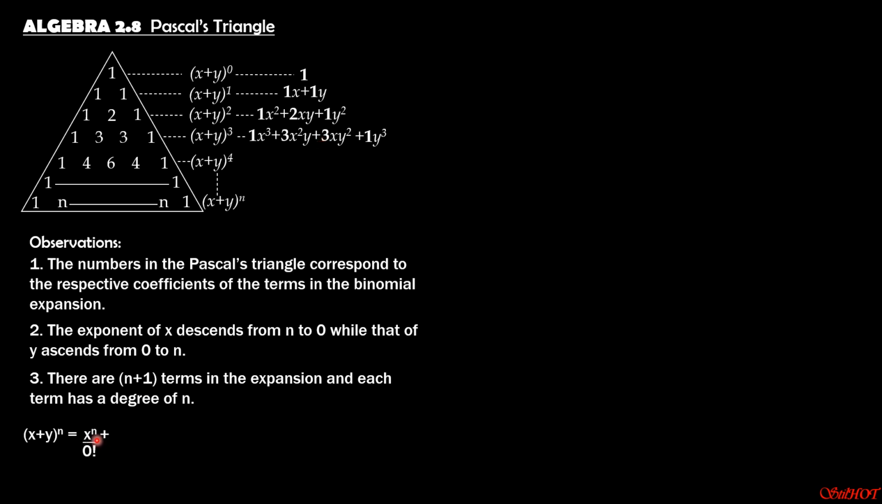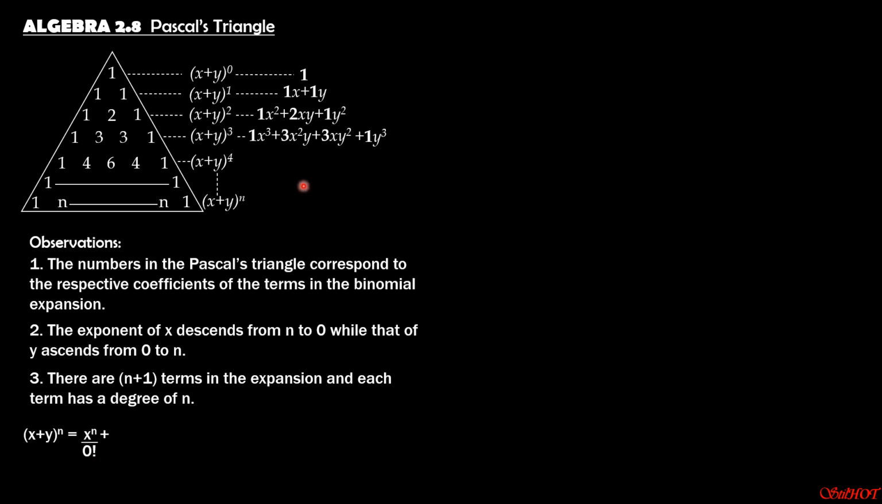Then aside from that, we divide everything by 0 factorial, because the exponent of y, the second term, is 0 here, x to the n, y to the 0. So the idea is whatever is the exponent of the second term, we divide the whole term by that exponent in factorial form. But anyway, this 0 factorial is equal to 1.